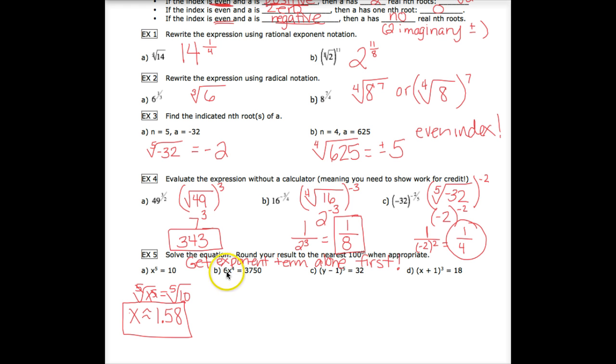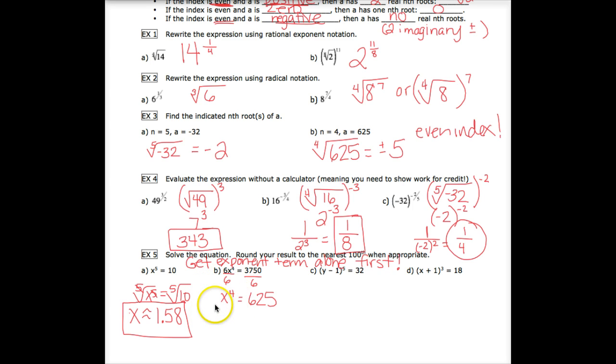Now, second one, my power is not alone. I need to first divide by 6 before I do anything else. So that gives me x to the 4th equals 625. Now, remember, anytime you are solving and you have an even exponent, remember that that's going to need a plus or minus in the answer.